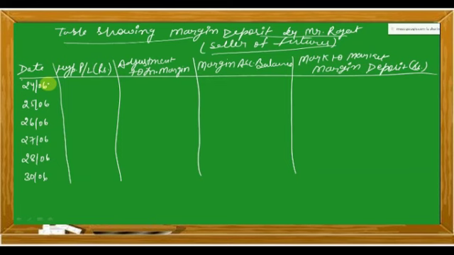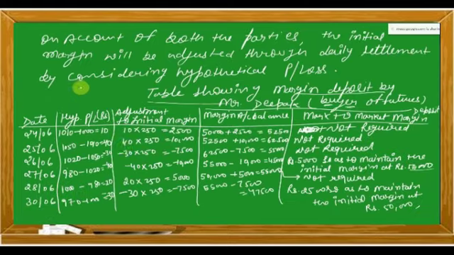Since the price on 24th of June is 1010 and the strike price is 1000, this shows that there is a hypothetical loss for the seller of the futures. Since it is a loss, what should I write over here? 1000 minus 1010 or 1010 minus 1000? Now if you see over here, it is 1010 minus 1000.